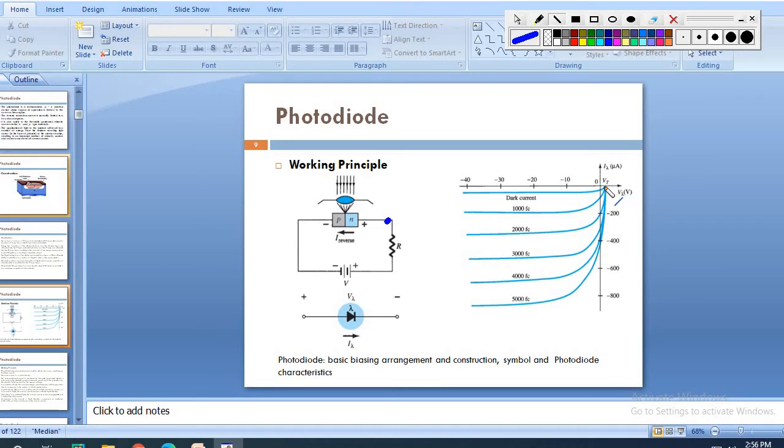Whenever the reverse bias voltage is very small, there is no current except the dark current. I need to say a dark current. Whenever the reverse bias voltage is increased, like minus 10 to minus 20, the current increases: 2000 fA, 3000 fA, 4000 fA, 5000 fA, like that. It has a linear relationship with the voltage; the reverse saturation current varies linearly with that reverse voltage. This is the concept of the working principle of the photodiode.